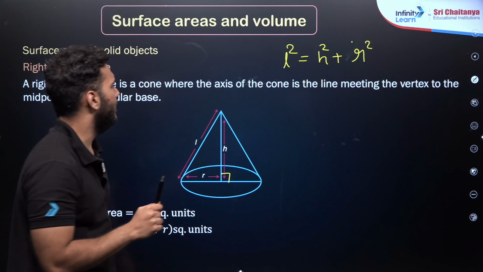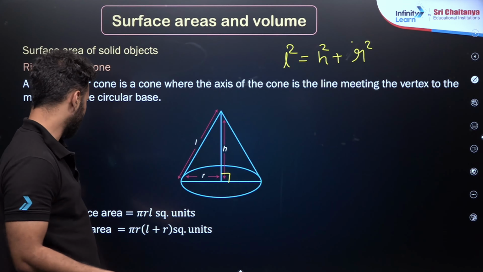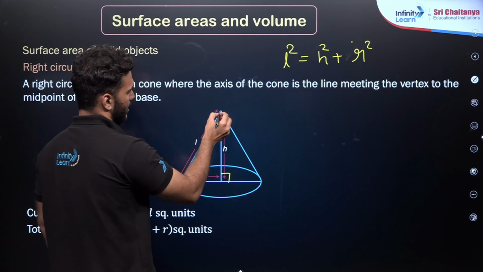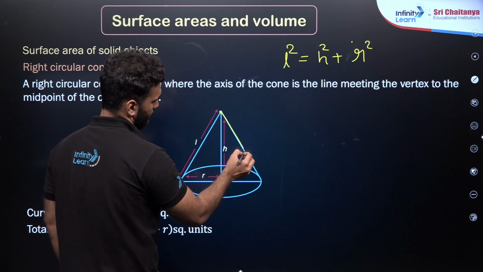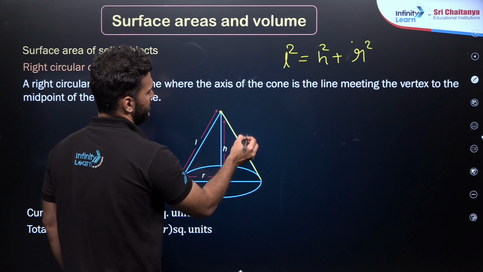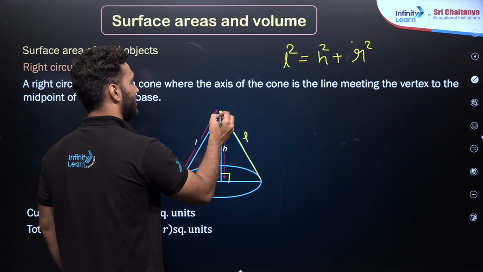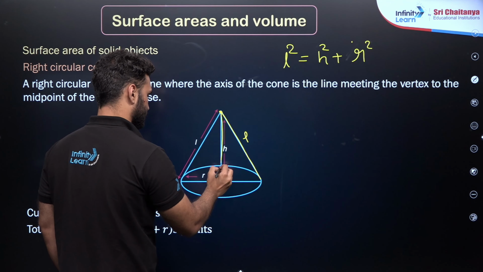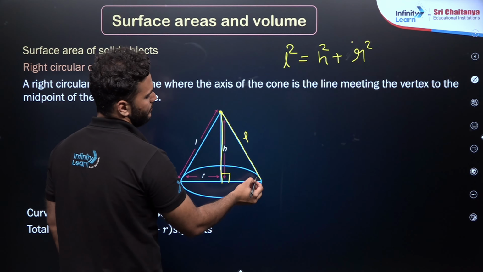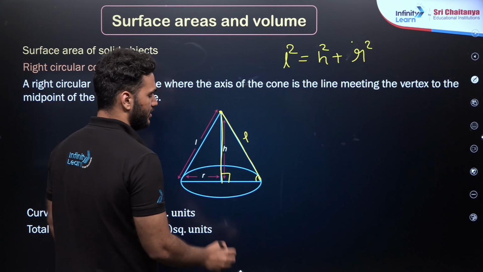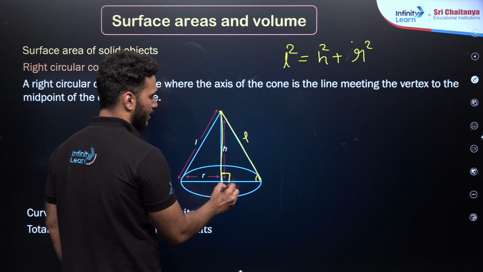See guys, what is l? l is what we can call the slant height, this height. And what is the exact height? Height is this. Slant height can make any angle with the radius, but this actual height makes 90 degrees.